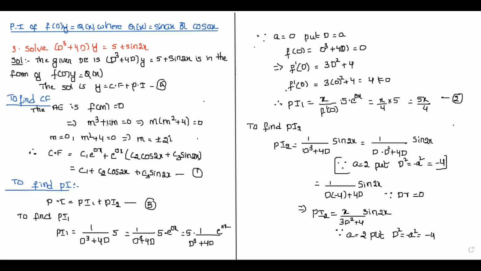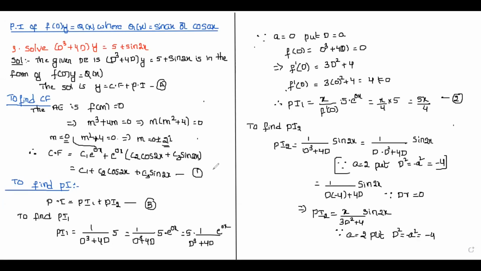So m cube plus 4m is equal to 0. If you take m outside, it is m into m square plus 4 is equal to 0. Then m is equal to 0, comma, m square plus 4 is equal to 0. M square plus 4 is equal to 0 means m is equal to plus or minus 2i. Means the roots are a combination of both real and imaginary. So therefore, the complementary function is c1 e power 0x for the real root plus e power 0x, which is nothing but 0 plus or minus 2i, e power 0x into c2 cos 2x plus c3 sin 2x.